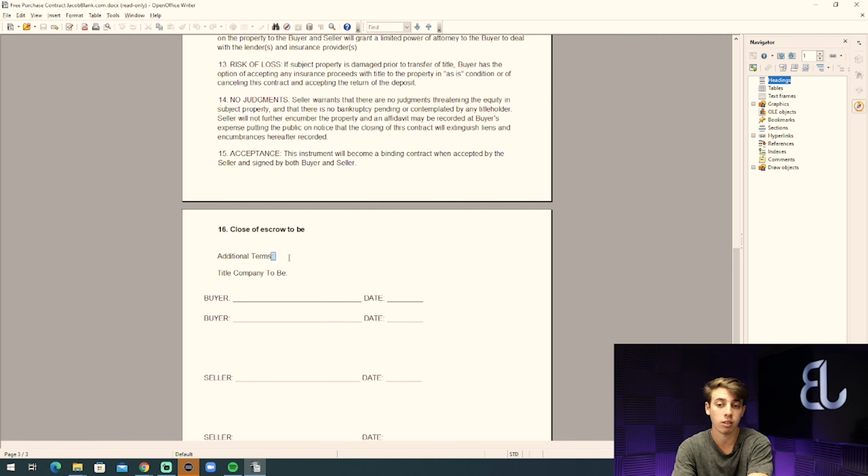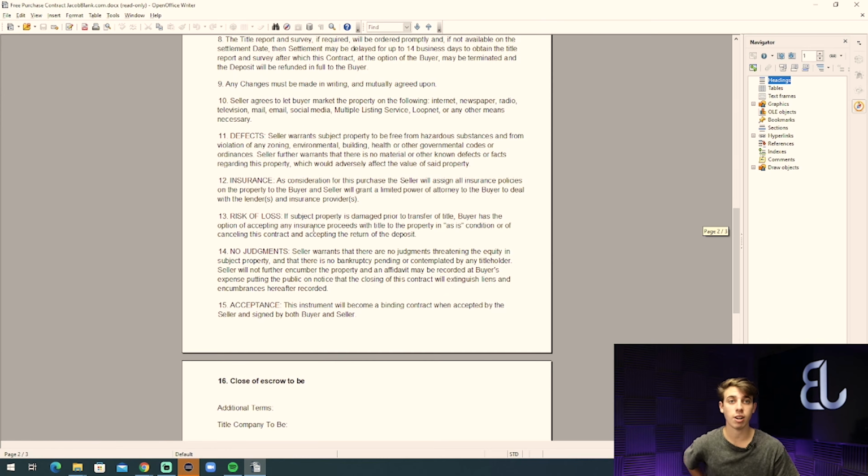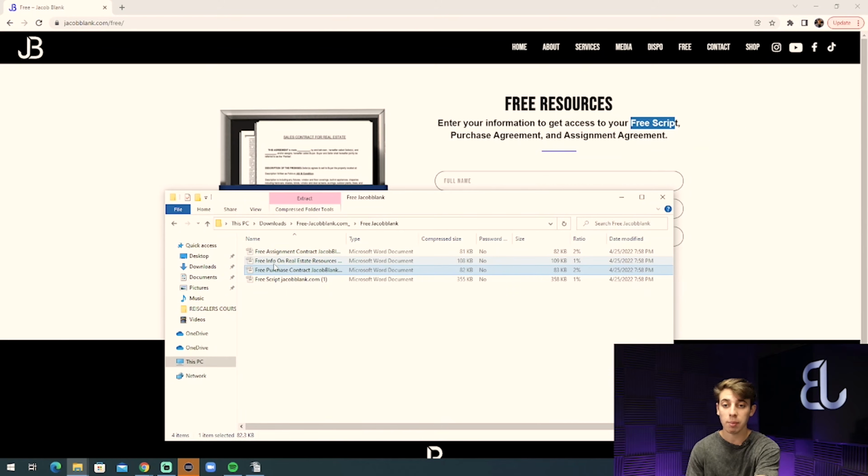This is where you put any additional creative terms that are unique to this contract. This is where you put the title company, and this is where buyer and seller sign. So that's the purchase contract. Super simple. It's 2 pages long, and you know, sellers really don't have a problem signing it. They normally read it over, and they're good to sign right away. Now let's check out the assignment contract.